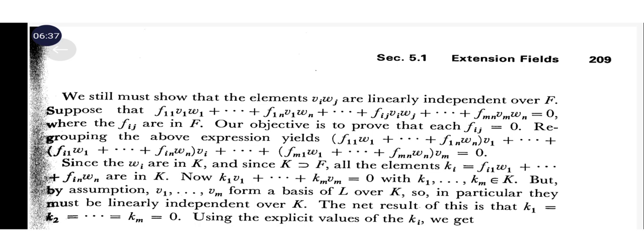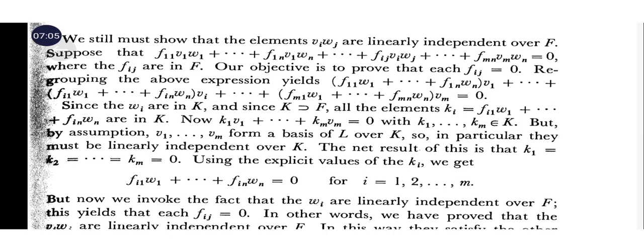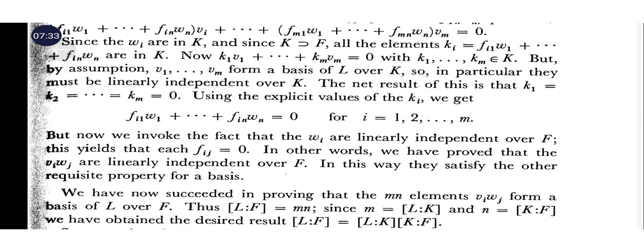Since the Wj are in K and since K contains F, all the elements K1, K2 and so on Km, where K1 equal to F11 W1 plus and so on F1n Wn, are all in K. Now K1 V1 plus K2 V2 plus and so on Km Vm equal to 0, with the K1 to Km belonging to K. But by assumption V1 to Vm form a basis of L over K, and in particular they are linearly independent over K. The net result of this is K1 equal to K2 equal to and so on Km equal to 0. Using the values of Ki, we get Fi1 W1 plus and so on Fin Wn equal to 0 for i equal to 1 to m. But now we have the fact that Wj are linearly independent over F. This yields that each Fij equals 0.